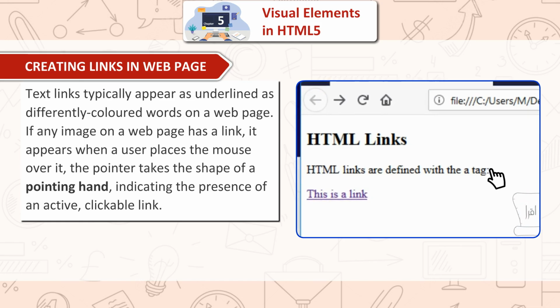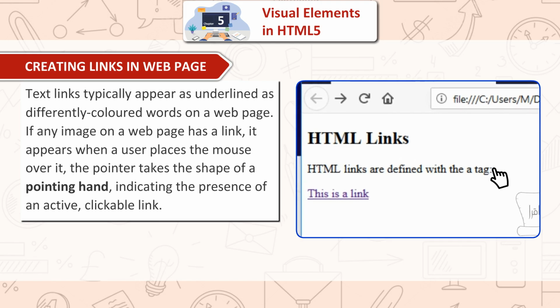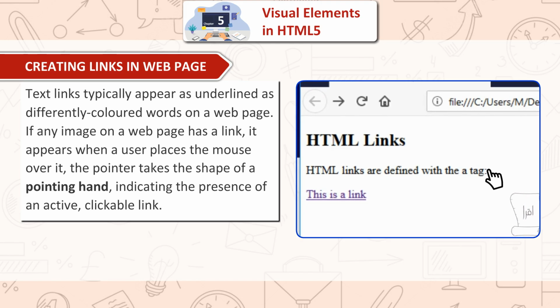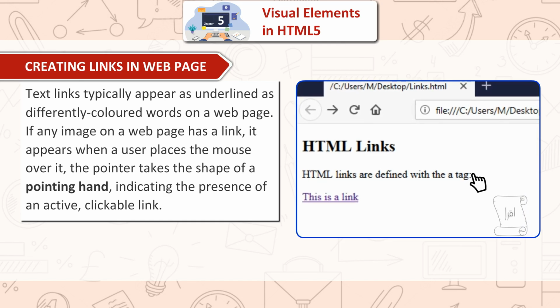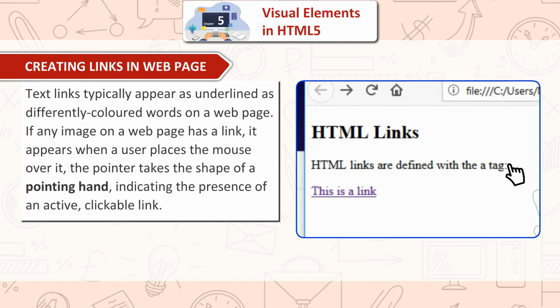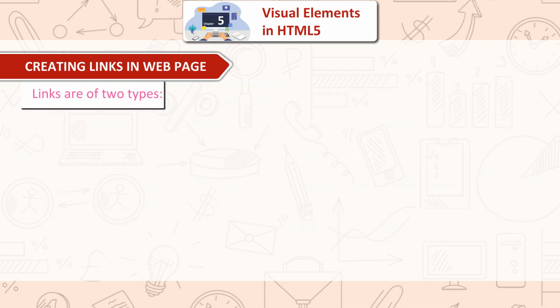Text links typically appear as underlined or differently colored words on a web page. If an image on a web page has a link, it appears when a user places the mouse over it. The pointer takes the shape of a pointing hand, indicating the presence of an active, clickable link.